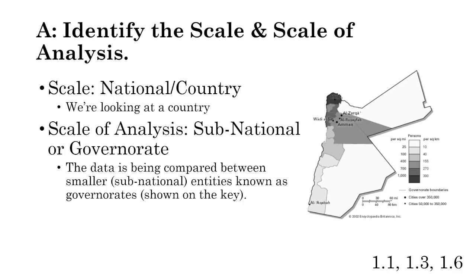In the bottom right-hand corner of the slide, you can see here I put the topic numbers that this part relates to. So 1.1 is dealing with the map itself, 1.3 is scale, and 1.6 is scale of analysis. So if you're struggling with this, you can see which part of the course that you may want to go back and relearn or re-practice a little bit here. But yeah, this is an identify. To get the 1 point for this part, you need to have both the scale and the scale of analysis.